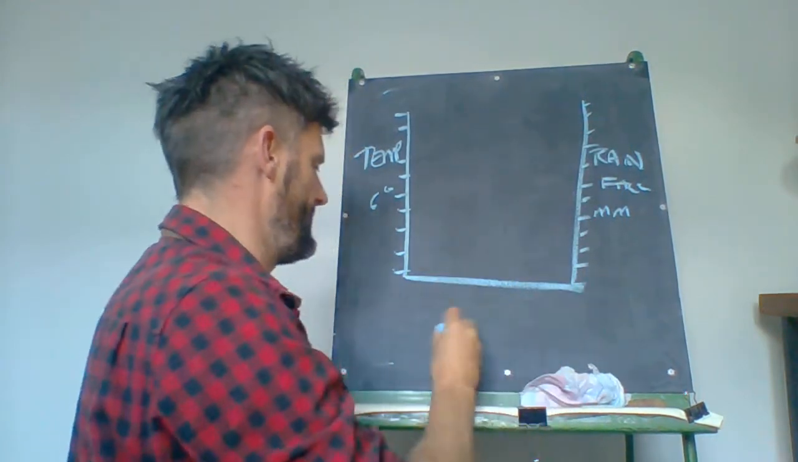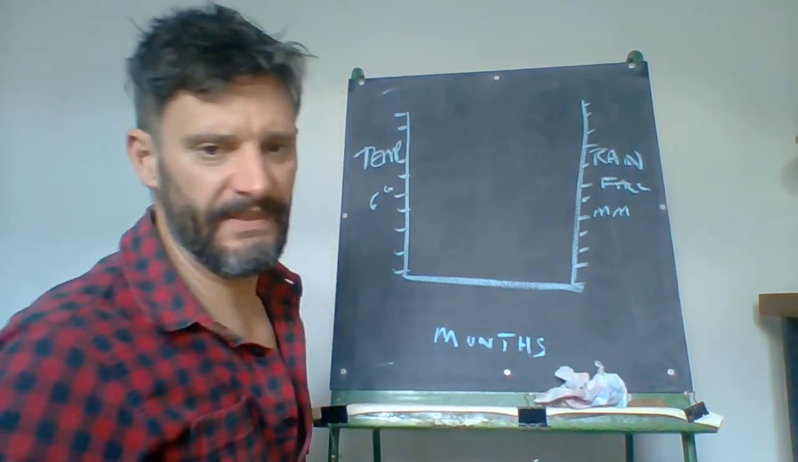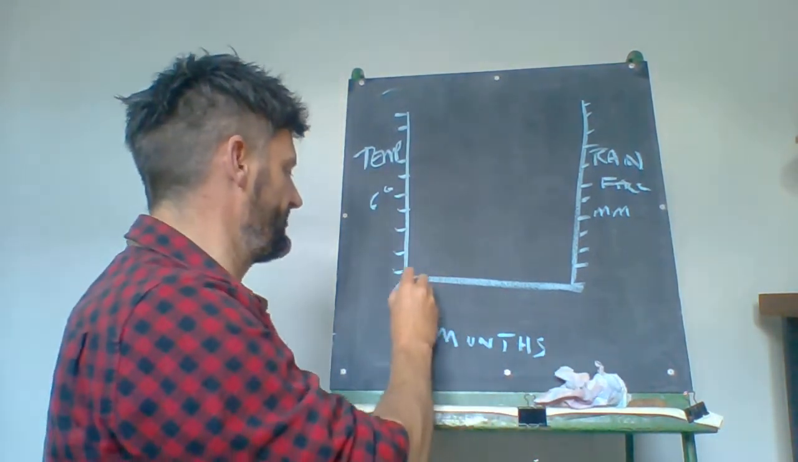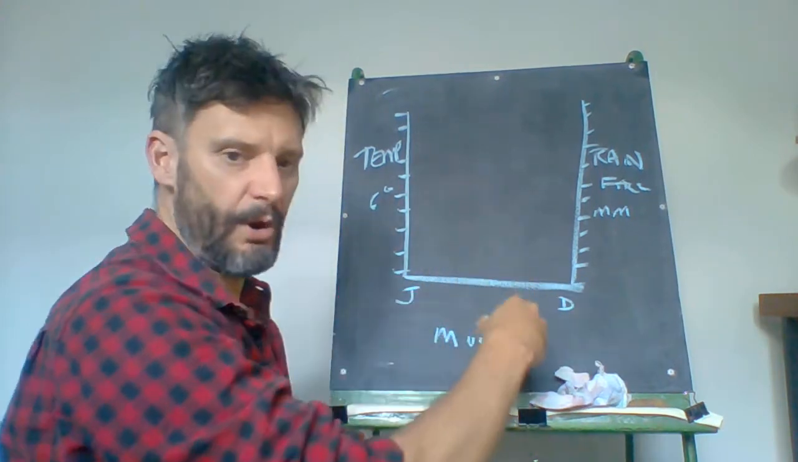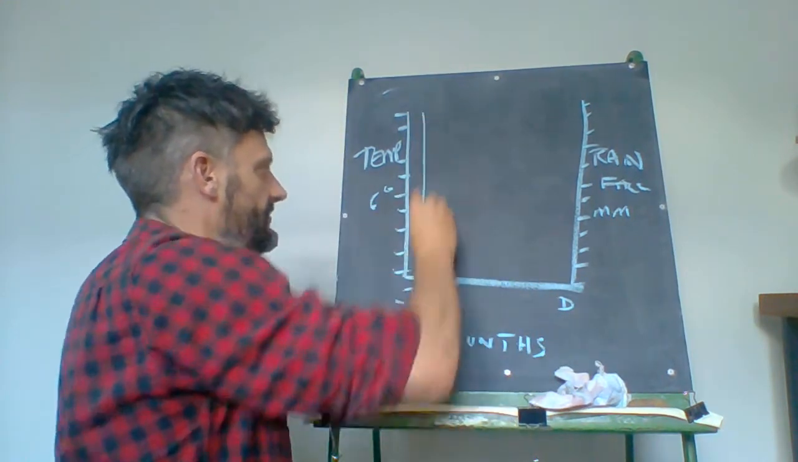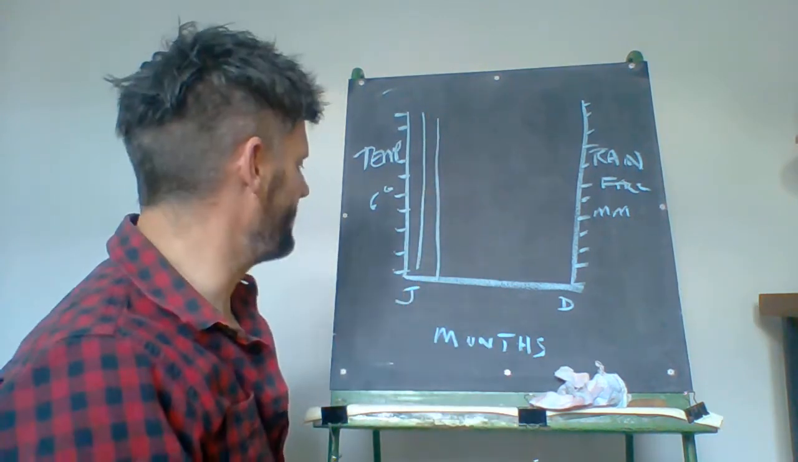Down the bottom, you have months. There are 12 months in the year, obviously, starting in January all the way through to December. So there are 12 columns going all the way across, like so. I'm not going to draw them all in because that will take all day.